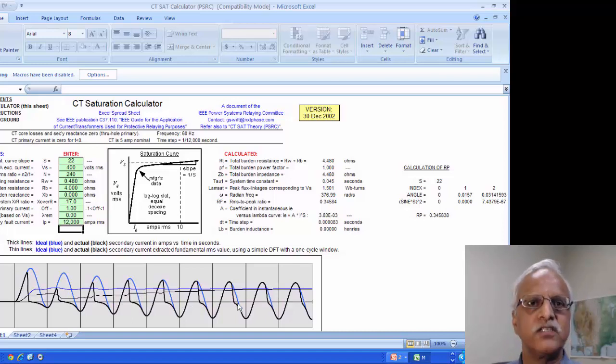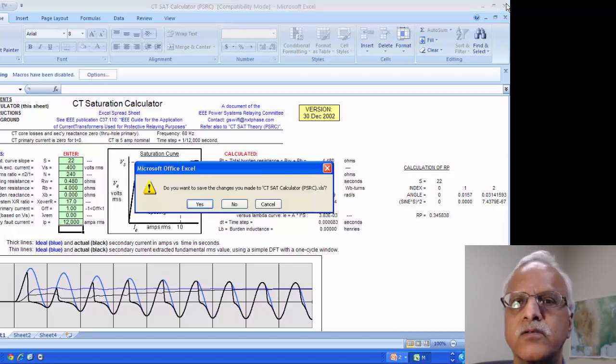The key point you need to take from here is that the CT does not saturate at time t equals 0, and also the CT comes out of saturation after a few cycles. I should not say infinity here. So let's close this.